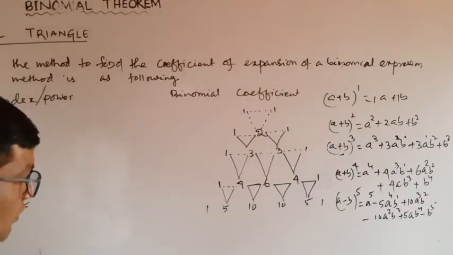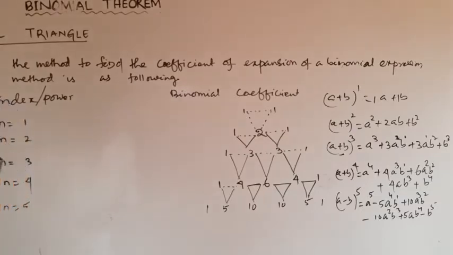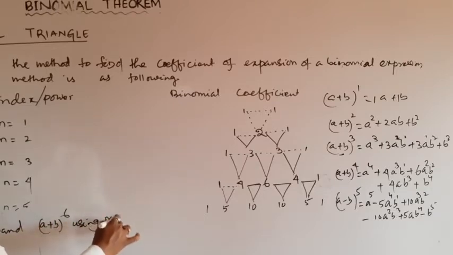If the question is find or expand using Pascal triangle, expand a plus b whole to the 6 using Pascal triangle. We have to do up to n is equal to 5, n is equal to 6. This is the question.